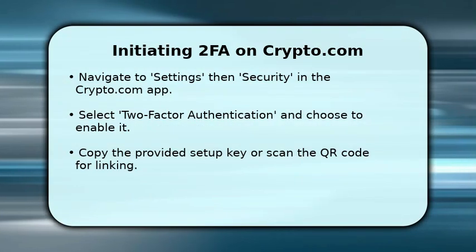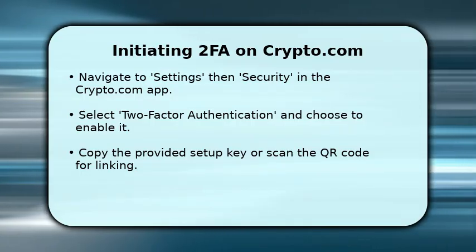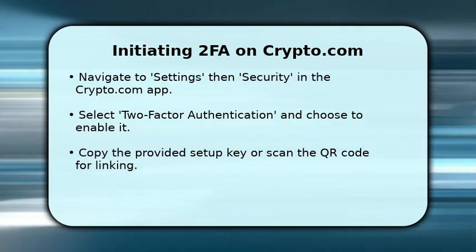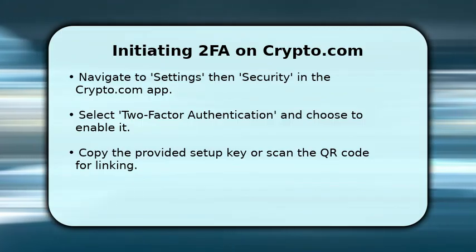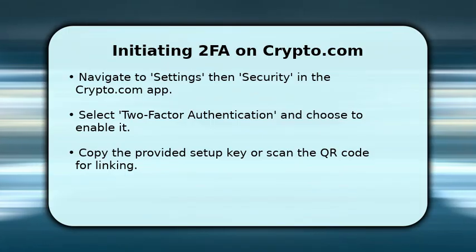To begin, open your Crypto.com app and tap the menu icon, usually 3 lines in the top left corner. Scroll down and select Settings, then proceed to Security. Here, you'll find the two-factor authentication option. Tap to enable it. The app will then display a QR code and a secret key. You'll need this key or the QR code for the next step in Authy.